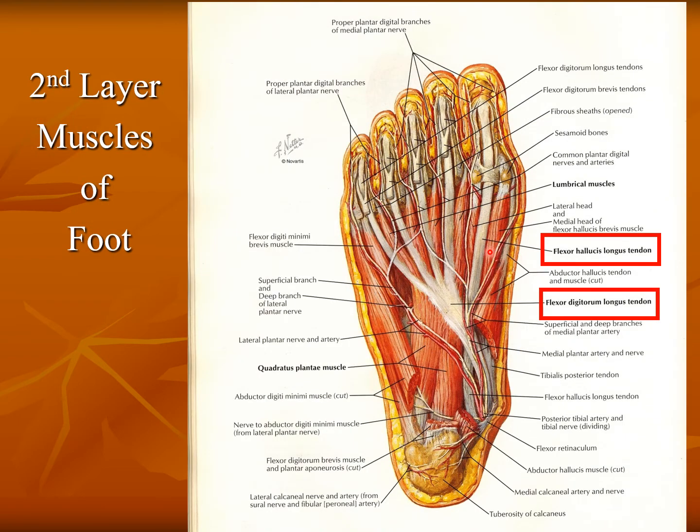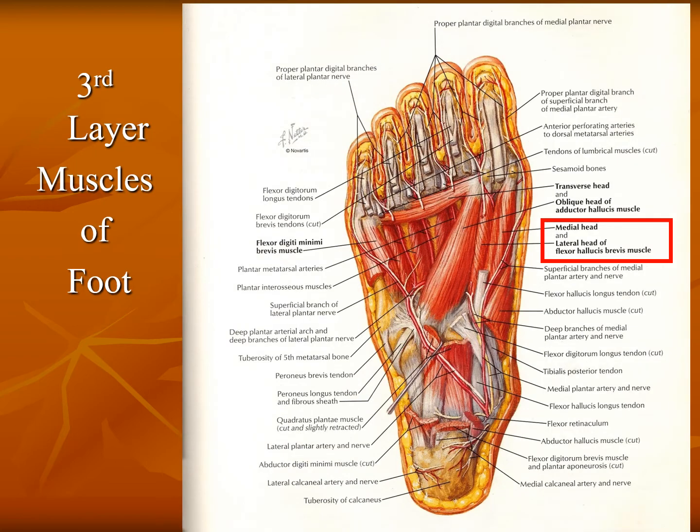Flexor hallucis longus tendon and flexor digitorum longus medial tendon also help in maintaining the shape, and the medial head of flexor hallucis brevis muscle. So these are the factors which are responsible for the formation and maintenance of the medial longitudinal arch, starting with the bones we have discussed, and then the ligaments and the muscles.